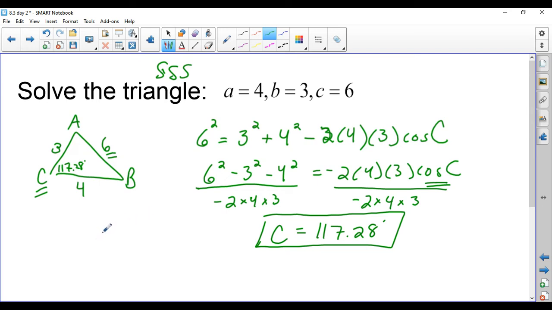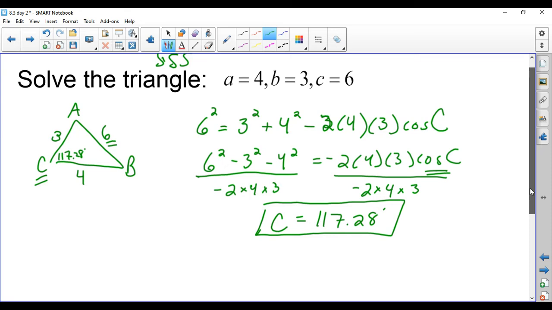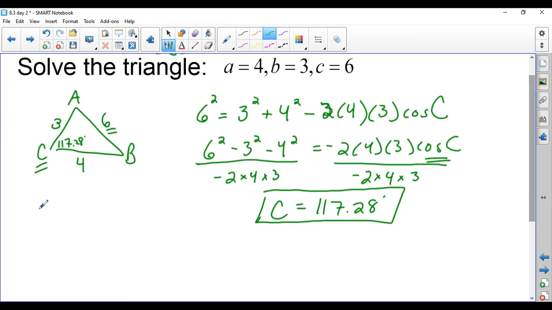You would not want to use law of sines to get angle C because you would not get the correct answer. If you had found one of the other angles first and then switched to law of sines, you would get the supplement of this angle. Remember that when you hit the inverse sine button on your calculator, it always gives you an acute angle. The simple rule is, don't use law of sines to find the angle that's opposite of the largest side.